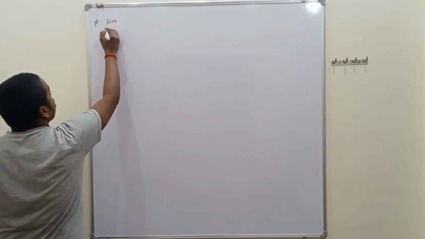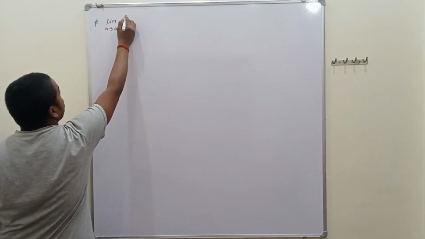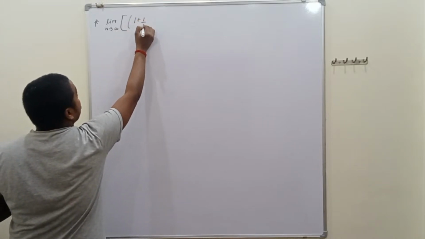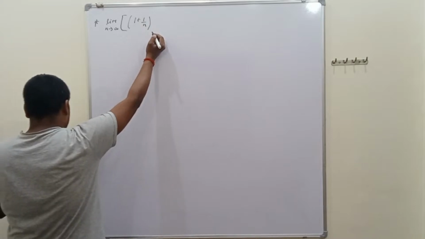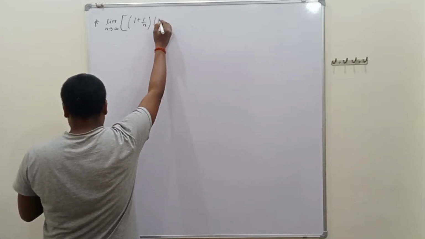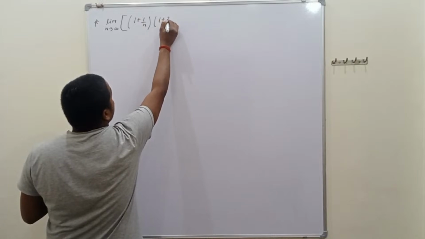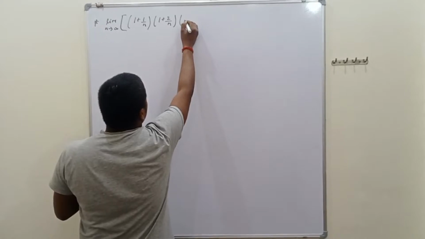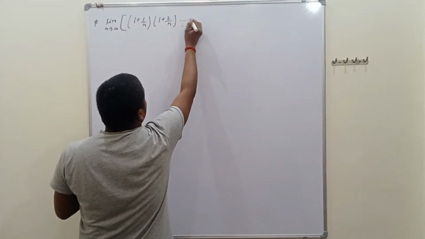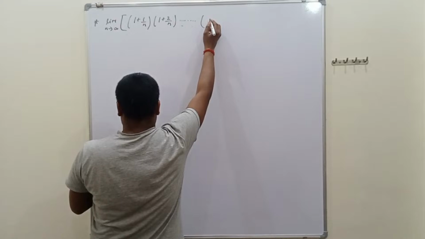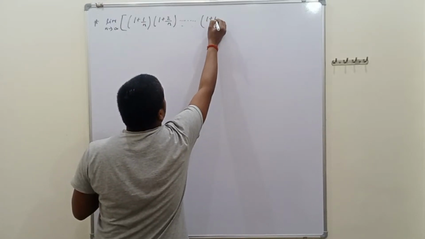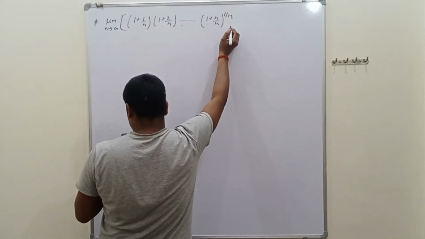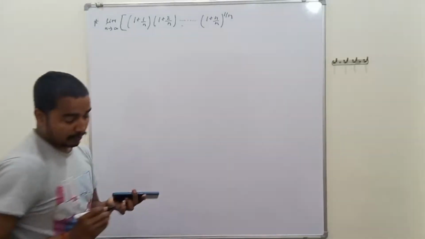limit n tends to infinity of (1 plus 1 by n) into (1 plus 2 by n) into dot dot, up to (1 plus n by n), whole power 1 by n. We have to solve this problem.